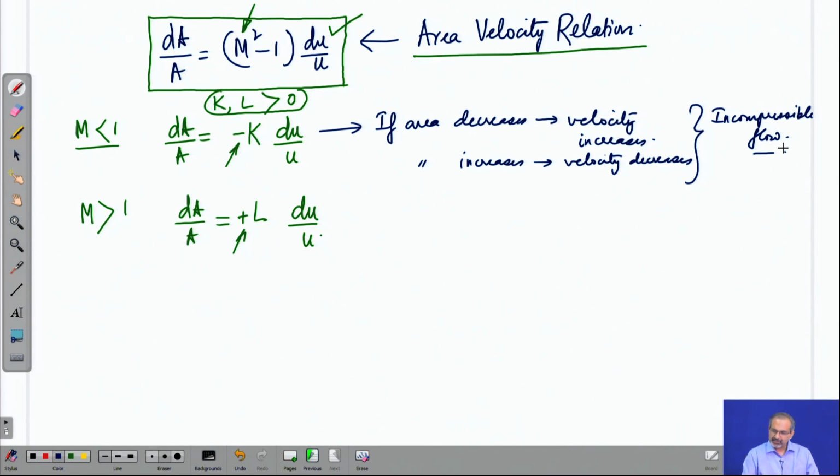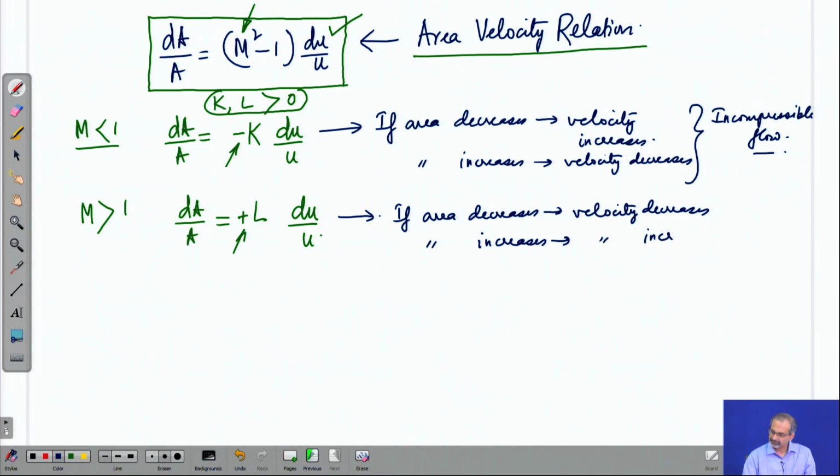while the finding is quite surprising in the other case. If area decreases, velocity decreases if it is a supersonic flow. If area increases, so does the velocity. That means, if you take a flow through a converging passage, u is going to drop. If you take it through a diverging passage, u is going to increase, which is quite surprising, but that is what this relation tells us. So, in the supersonic world, it could be a little counterintuitive.